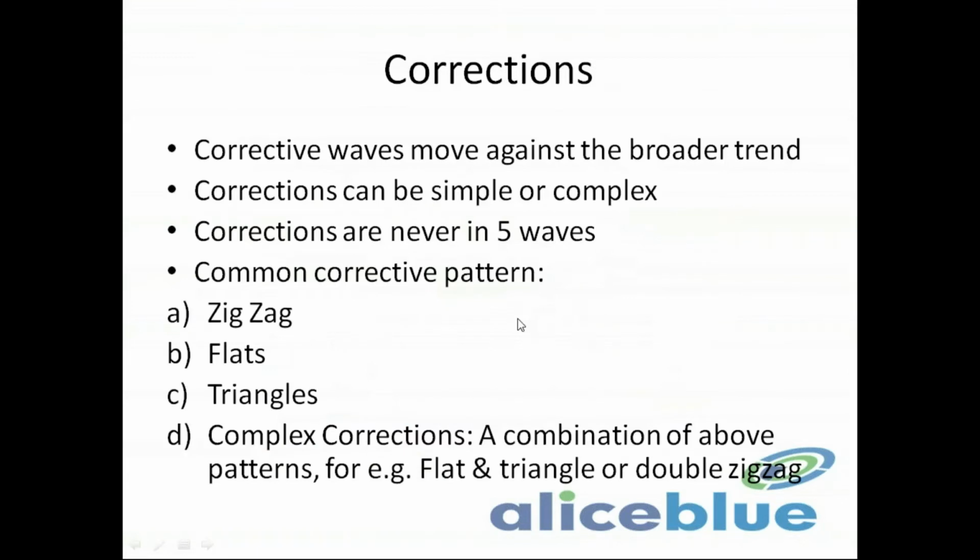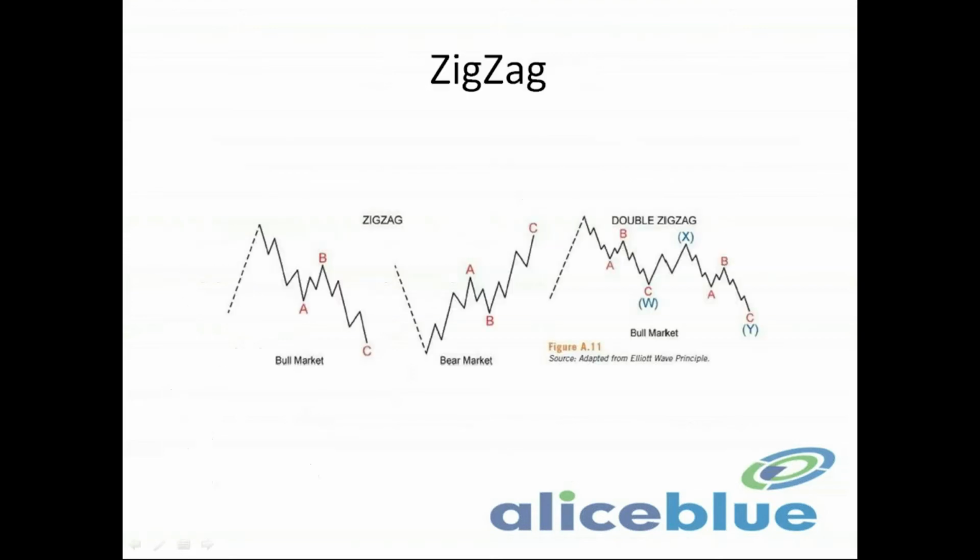So now to the corrections. Corrective waves move against the broader trend, right? Corrective waves can be simple or complex, but generally they are complex. Corrections are never in a 5-wave pattern, right? There are three common types of corrections: zigzags, flats, and triangles. A complex correction is a combination of these, generally flat or zigzag or triangle. You have to see zigzags, flats, and triangles.